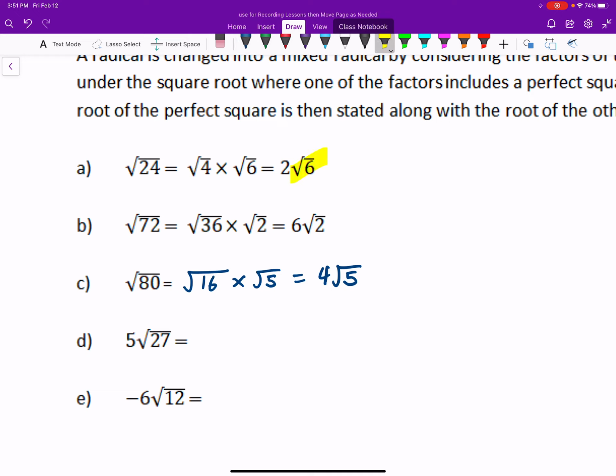Notice how these numbers, the root 6, the root 2, the root 5, they can't be broken down any farther. It's like reducing fractions. I want to reduce my radicals as far as possible. So 6, 2, and 5, I can't break them down into any other smaller radicals. So I know I'm done at this point. But sometimes I might change something from a whole radical to a mixed radical using this method, and I might realize that what's under the square root sign is still big enough that it can be broken down a bit farther.